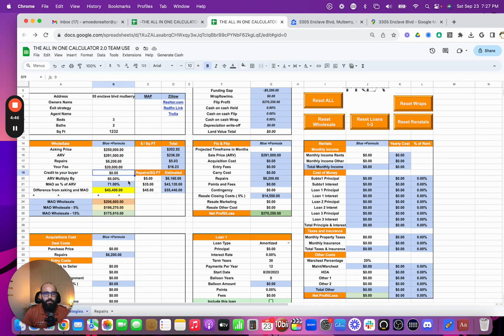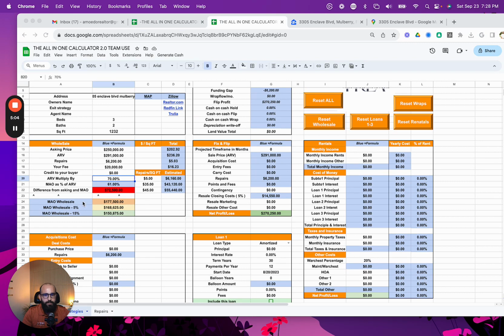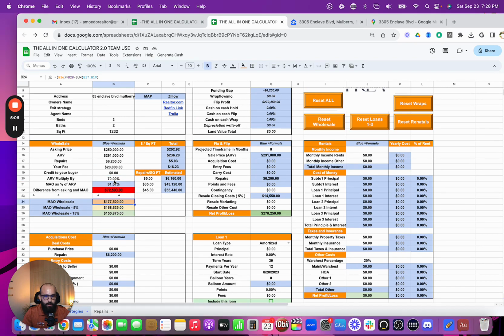Credit to buyer, this is if you're giving any credit to your buyer, so you can put that there. ARV multiplied by 80%. So typically in Florida, this is different based on any market, it's 70 to 75%. So we're going to go down to 70% of ARV. And you realize that my number down here changes because that is part of the formula that's down here.